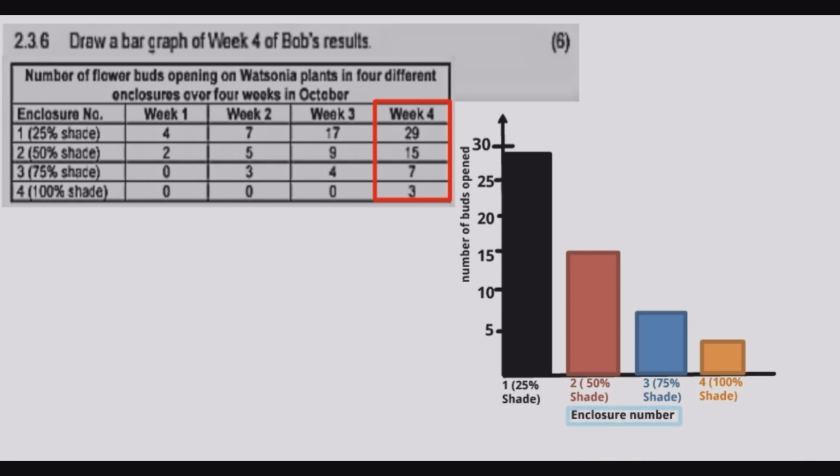Here I'm talking about the enclosure number, and on this side I'm talking about the number of flower buds open. So basically this is how you can come up with a graph. If you have questions, you can ask in the comment section, but basically this is how you answer this question.